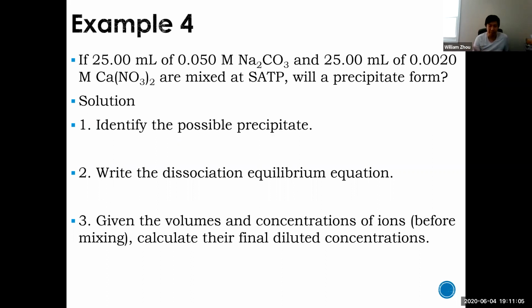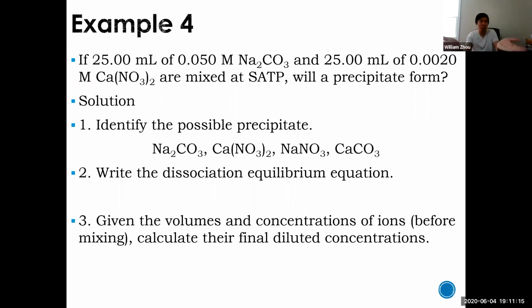All right, so to do this, step 1, identify the possible precipitate. Which combination of ions will give you a precipitate? You have 4 possibilities, right? Sodium carbonate, calcium nitrate, calcium carbonate.